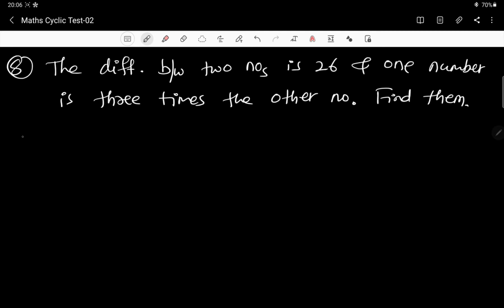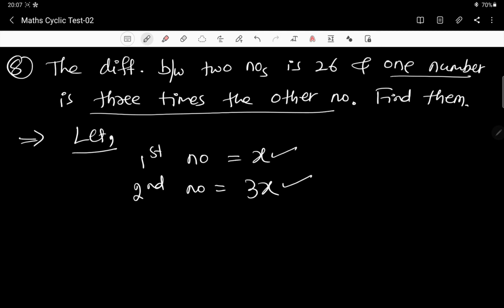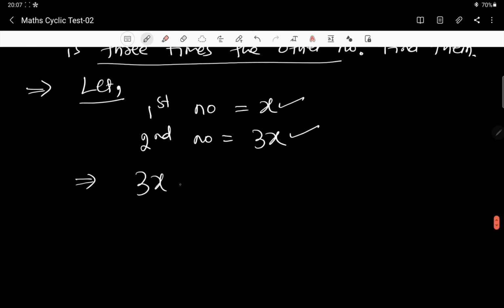The difference between two numbers is 26, that's okay, and one number is 3 times the other number. That means I will take, let first number be equal to x. Then how about the second number? Look at this statement, one number is 3 times the other number. So the other number will be 3x, no? Now they are saying the difference between two numbers is 26. Larger number is 3x and smaller number is x, so that's why this difference is 26.